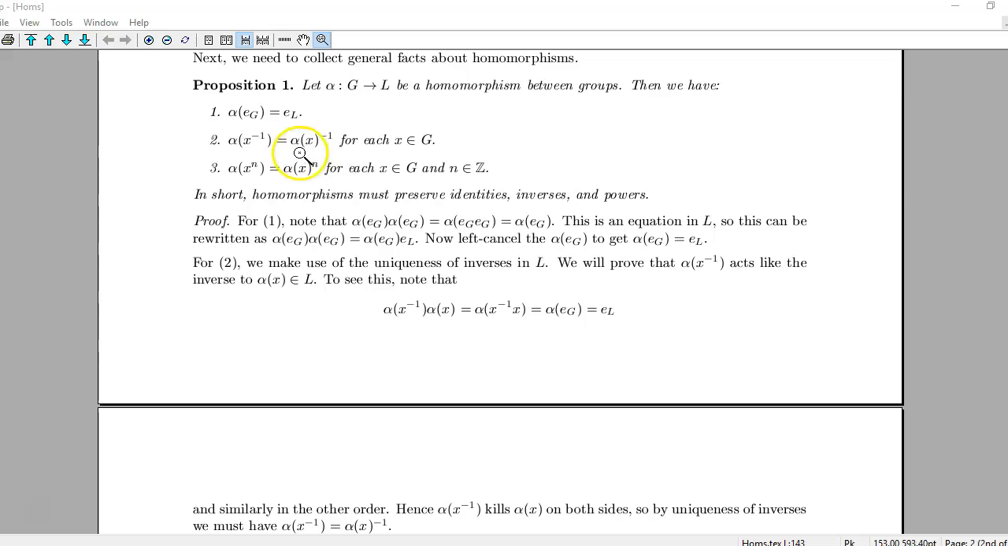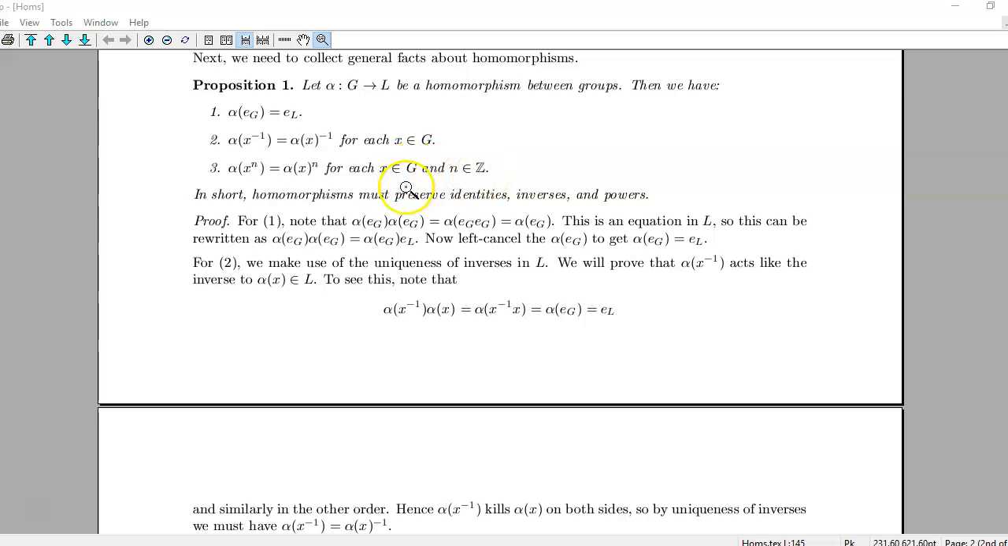Okay? So be careful here. This inverse is happening inside of G. This inverse is being done to alpha of x, which is happening inside of L. So the two inverses are happening here in different places. That's the inverse in G, that's the inverse in L. Likewise here, these two powers are happening in different places. This is alpha of x to the n, the x to the n computed in G. This is alpha of x being raised to the nth power. And this is true for any x in the group and any integer power that you like, even the negatives.